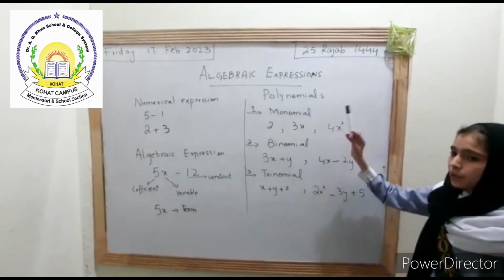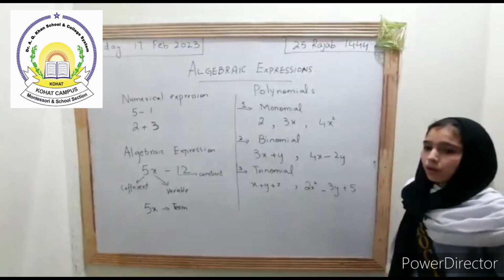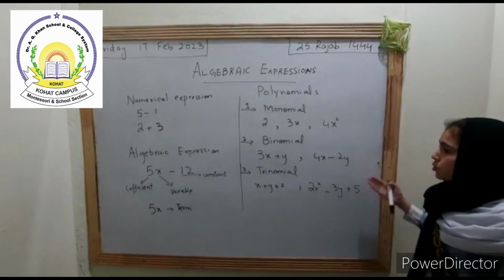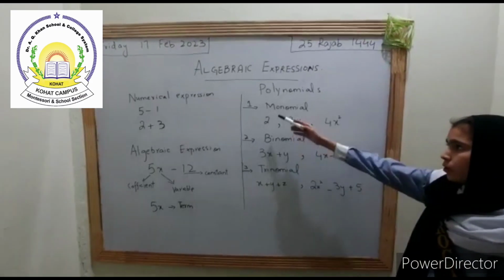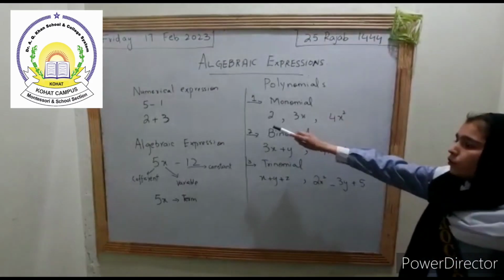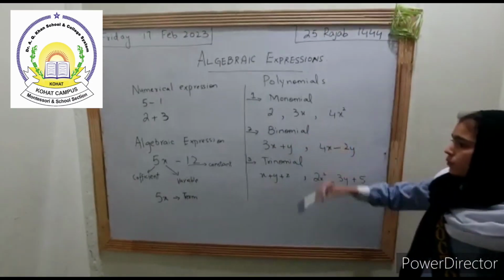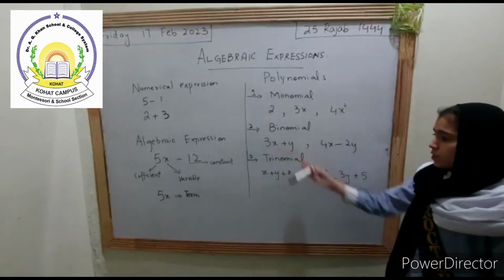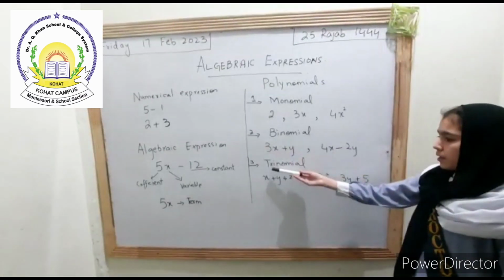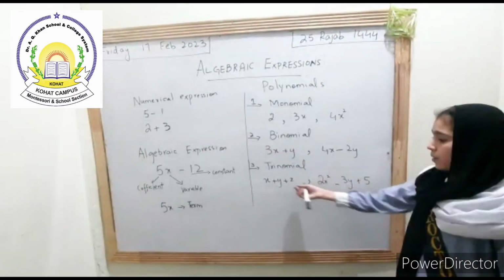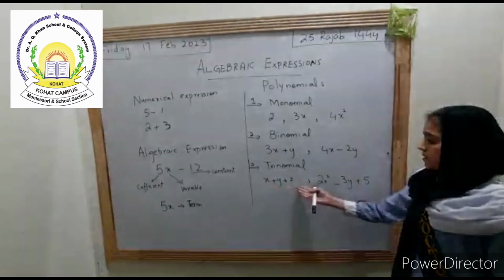An algebraic expression can be known as a polynomial. There are three types of polynomial. First one, monomial, which has one term, like 2. The second one is binomial, which has two terms, like 3x plus y. Third one is trinomial, which has three terms, like x plus y plus z.